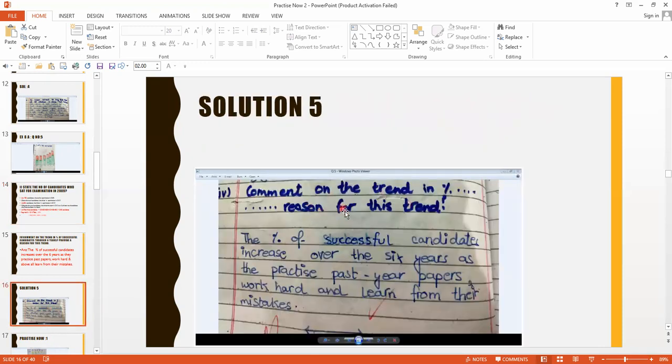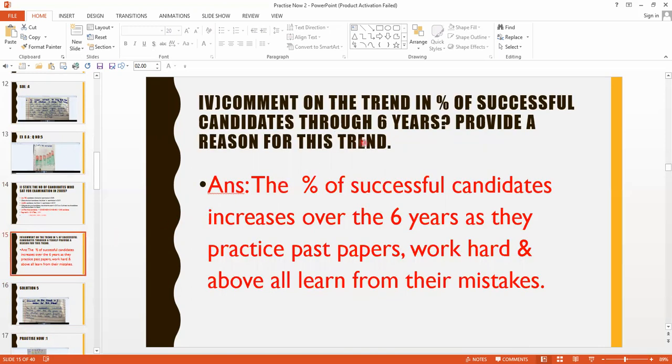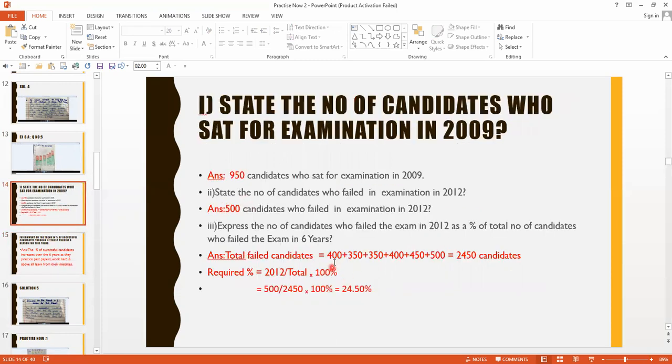They are saying comment on the trend in percentage of successful candidates through 6 years. Provide a reason for this trend. You saw all of this, beta, the trend. Look here, I will write it for you again. First, 400 students out of 900, 400 failed. Again, 350 failed. In the end, 1,000 passed and 500 failed.